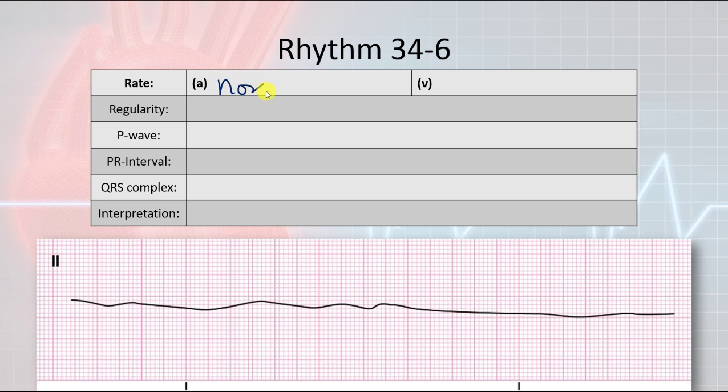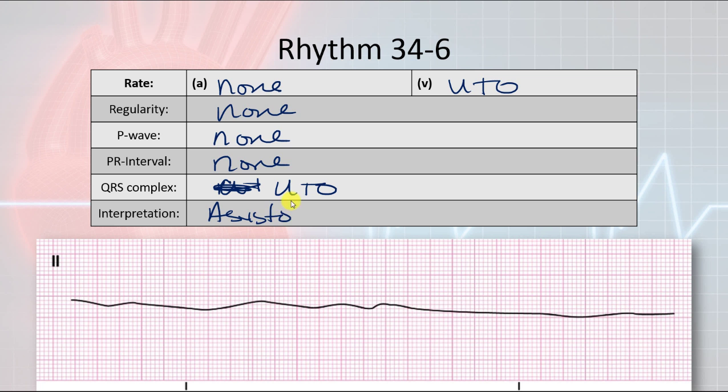Atrial rate, none or unable to obtain. Ventricular rate, unable to obtain. Regularity is none. P waves, none. PR interval, none. QRS complex, you can put unable to obtain. Interpretation, asystole.